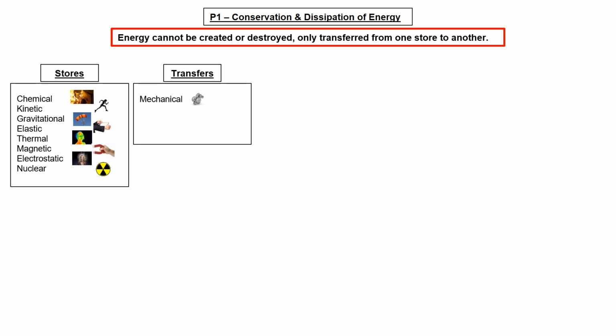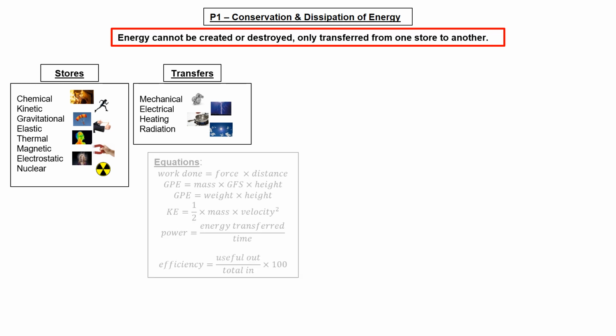We're looking at mechanical, so when you lift something up, when you move something, that is mechanical. Electrical, which is probably the one that we're most familiar with, using electricity to transfer energy from, say, a battery to a light bulb. We've got heating, and we've also got radiation. We used to call this sound and light, but we've actually dropped that whole idea because we can bundle it all into one thing. It's related to waves, which we'll have a look at in paper 2.